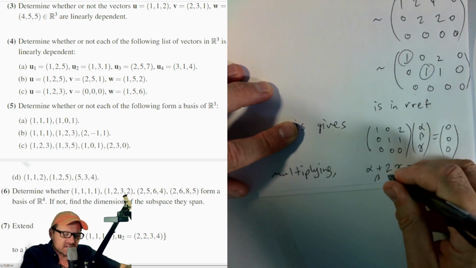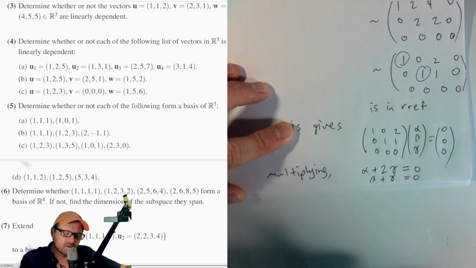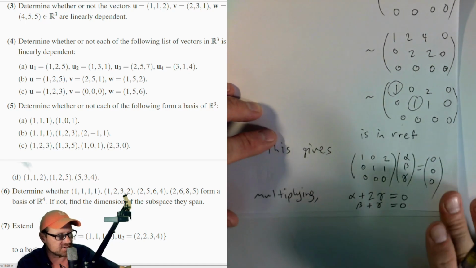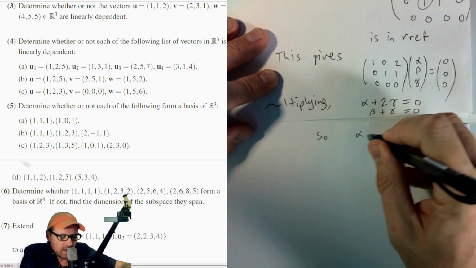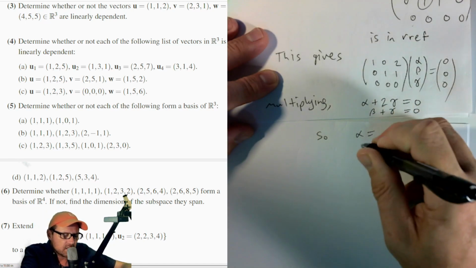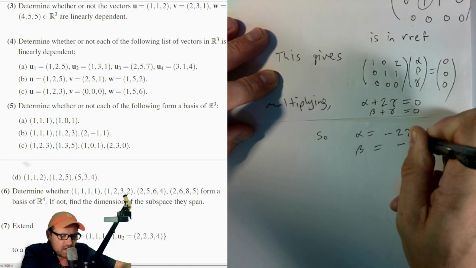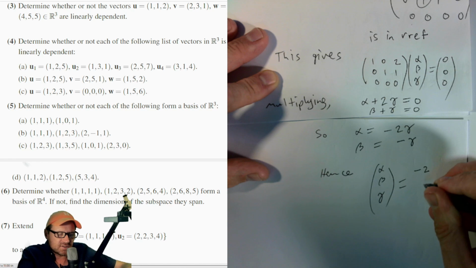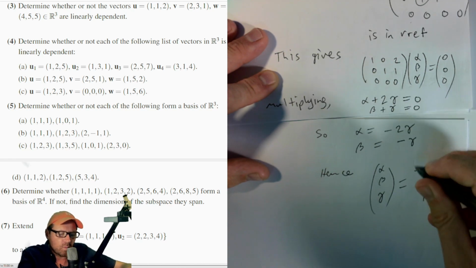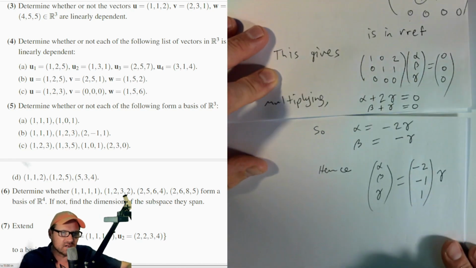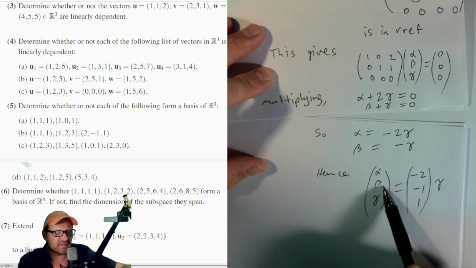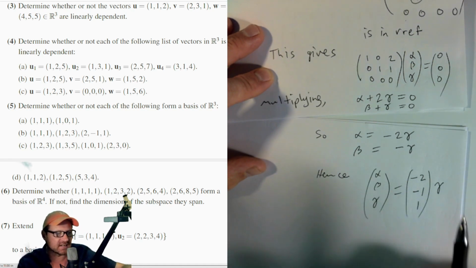And then the second one says beta plus gamma is 0. So this shows us that we can write both alpha and beta in terms of gamma. And so alpha is equal to minus 2 gamma, beta is equal to minus gamma, and hence alpha, beta, gamma is minus 2, minus 1, 1 times gamma, because gamma equals gamma. So that's how we get our third entry in this. So each of alpha, beta, and gamma can be represented in terms of gamma.